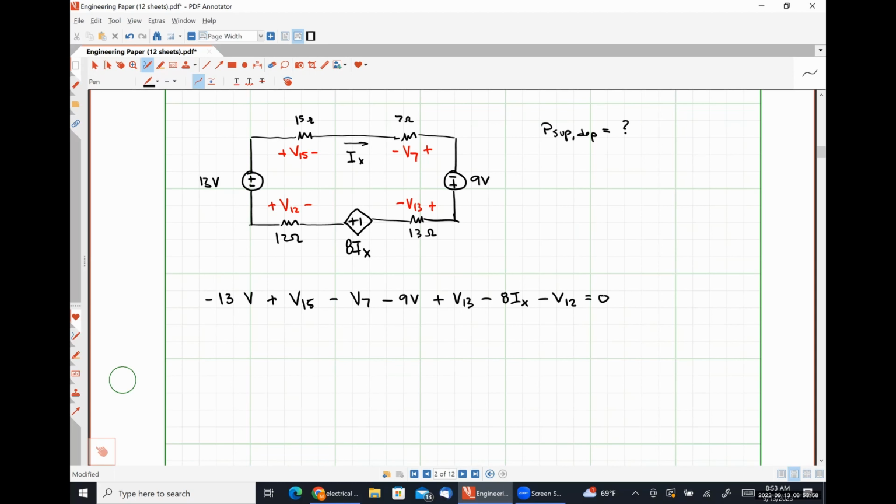So how do I express the voltage V15 in terms of the current IX? 15 ohms times IX, absolutely right. What about the voltage V7? Troy, what did you say? Negative 7 ohms times IX. Christina was asking if we need to make this Ohm's law equation negative. To answer that, we simply look: is the current flowing into the negative polarity terminal or the positive polarity terminal? It is flowing into the negative polarity terminal, so we need a negative sign.